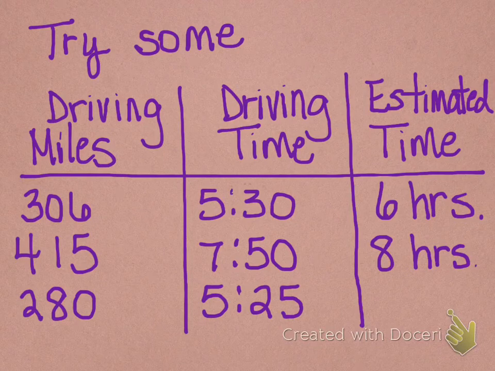Okay, let's look at the next one. We have 280 miles, and I said the driving time is 5 hours and 25 minutes. Now, is that one going to be 5 hours or is it going to be 6 hours? Look at your minutes. I'm not halfway because I did not make the 30-minute mark. I'm less than 30 minutes, so that means that it would be 5 hours. Okay?